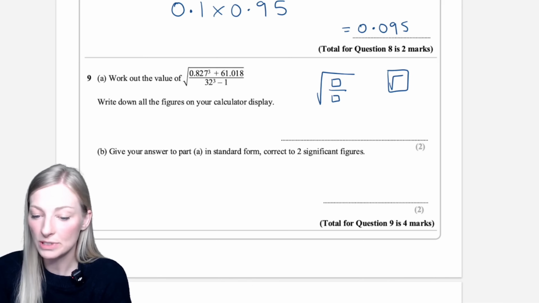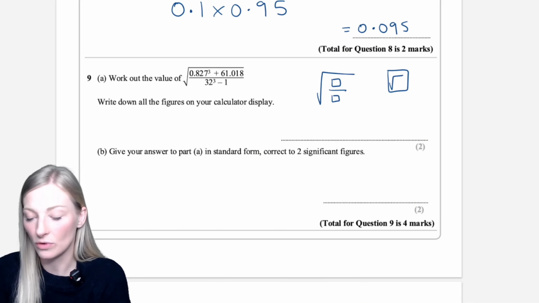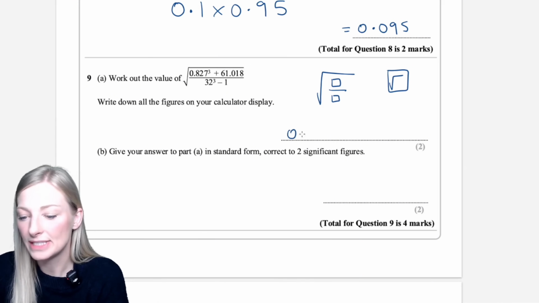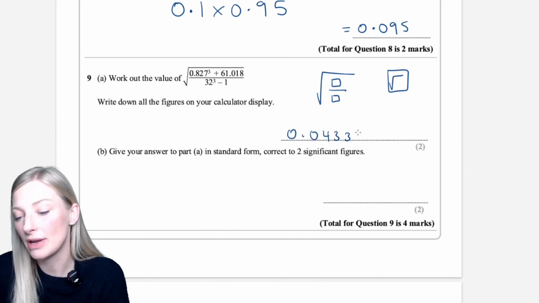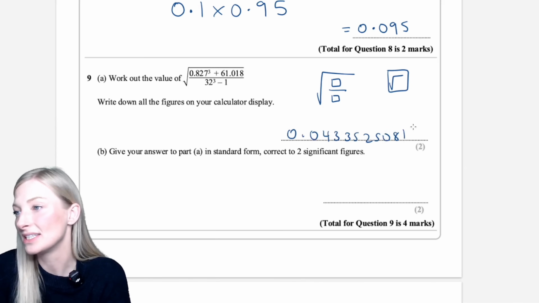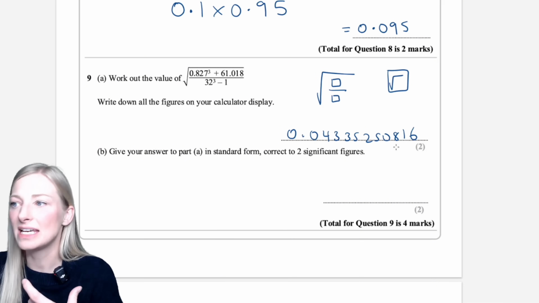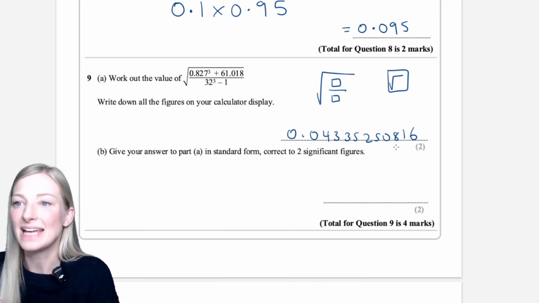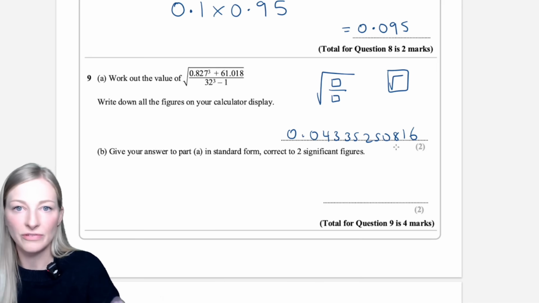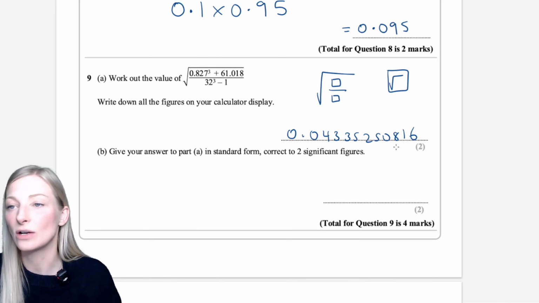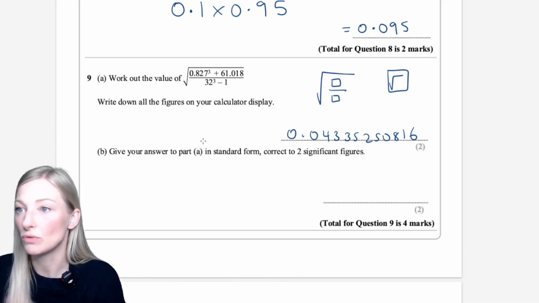0.827 cubed, add 61.018, then go down to the bottom and we've got 32 cubed minus 1. And that gives me an answer of 0.043352500816. That's all of the figures on my calculator display. I would say do about 7 or 8 at least, right? I mean, for me, there is about 10 and it doesn't exactly take long to write it down, but always make sure you don't round that.